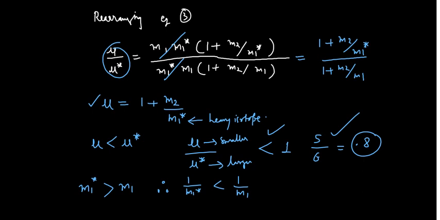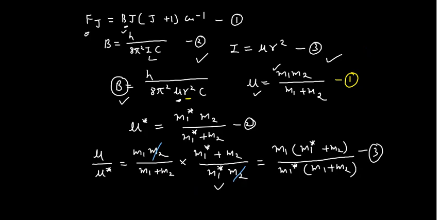So m2 by m1 star and then m2 by m1. In the light of this particular expression, what can we write? We can simply write m2 over m1 star is less than m2 by m1. Now another very important thing which you should know in the next slide.